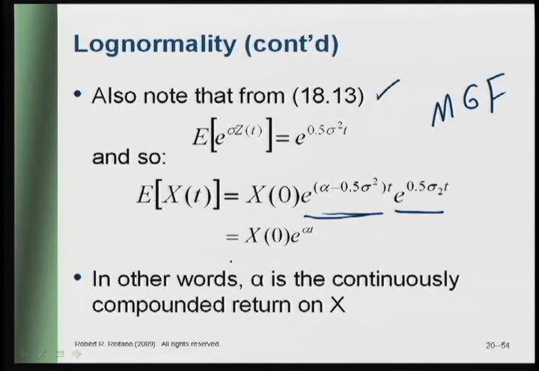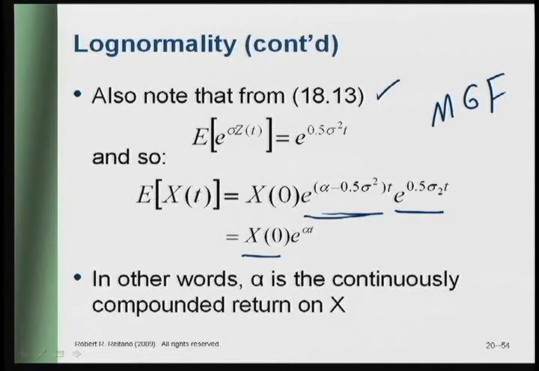And notice that in geometric Brownian motion, the alpha, which is always referred to as the instantaneous continuous return, is consistent with this derivation, namely that the expected value of e to the xt does not have that half sigma squared adjustment in it. The expected value of x of t is x0 times e to the alpha t.